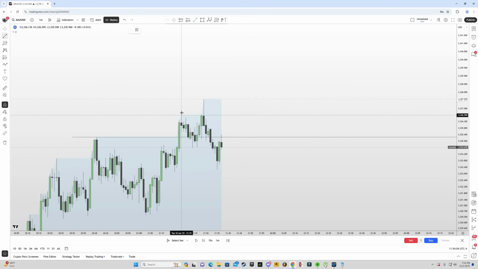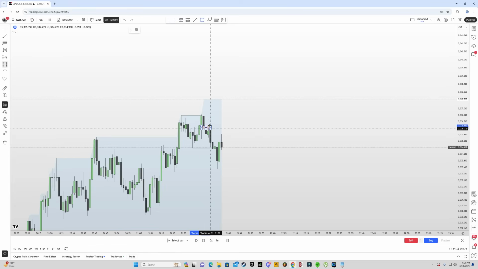And what do we have? Sweep and instant recovery. Price pushes down, leaves behind a fair value gap. That's what I call displacement. There's no liquidity being engineered here. There are no highs around this level. Just straight up market structure shift.